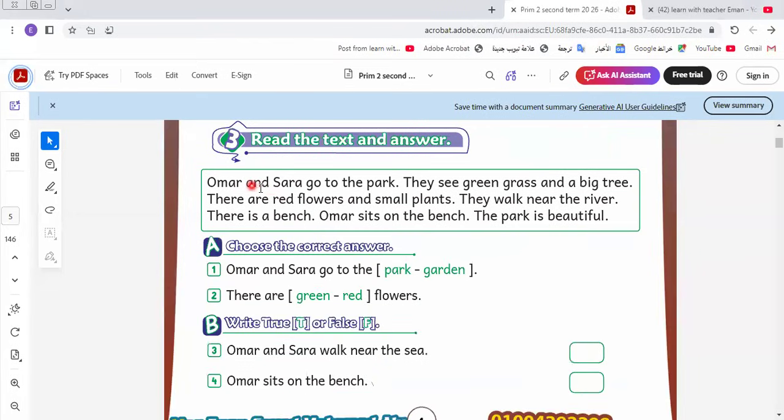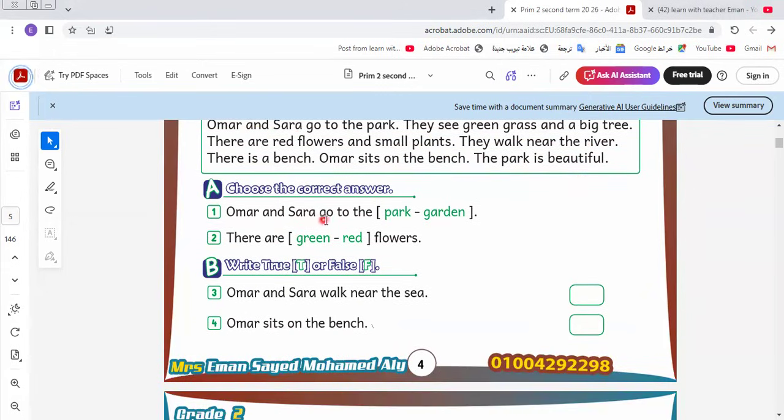Here we say, Omar and Sarah go to the park. They see green grass and a big tree. There are red flowers and small plants. They walk near the river. There is a bench. Omar sits on the bench. The park is beautiful. Here we say, Omar and Sarah go to the what? Go to the park. So the answer here will be park.